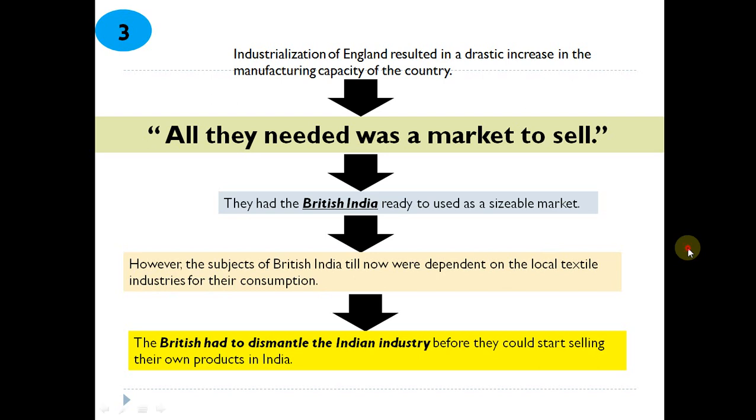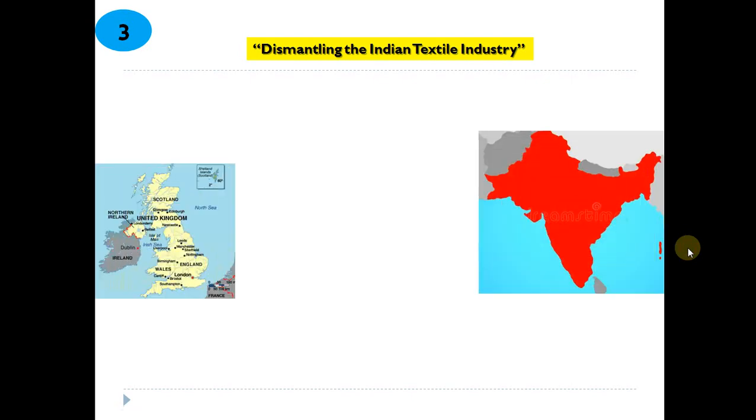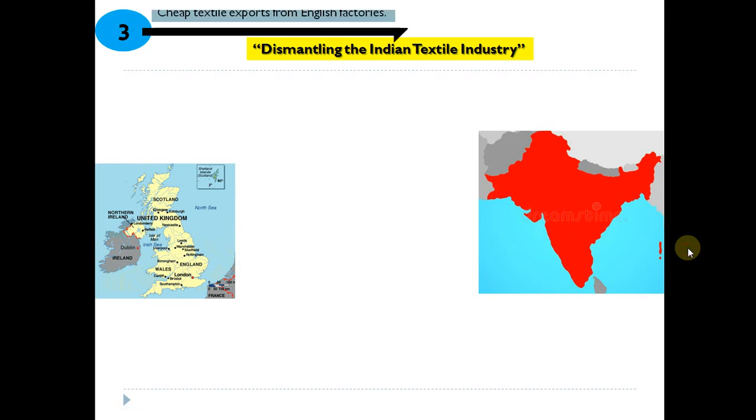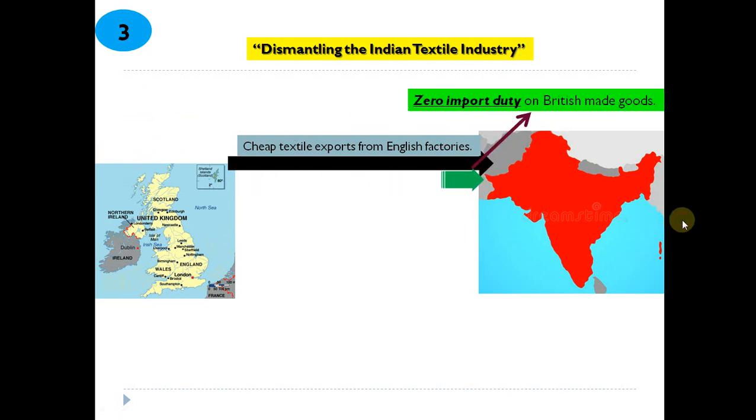Okay, so how do you dismantle the textile industry of a nation as large as India's? It's a very simple process. You just need political authority to pull this off. So the United Kingdom would export cheap textiles from English factories to India. This is the undivided India. And there would be no import duty on British made goods. So here we have British made goods which are very cheap.